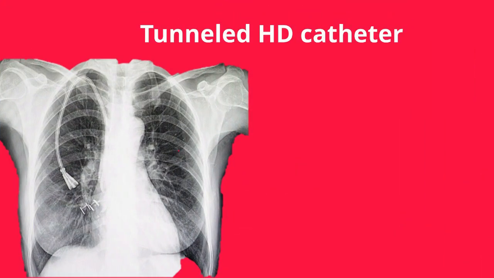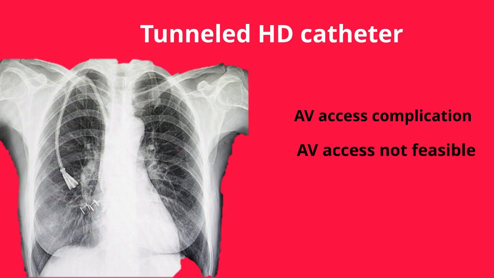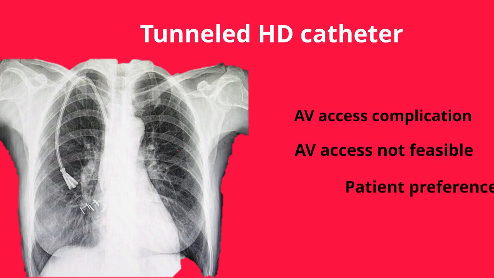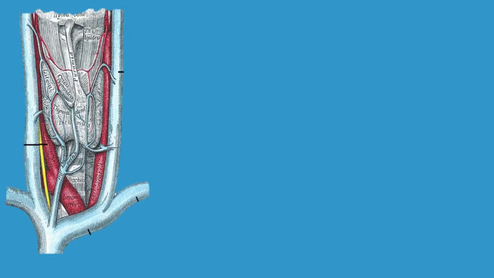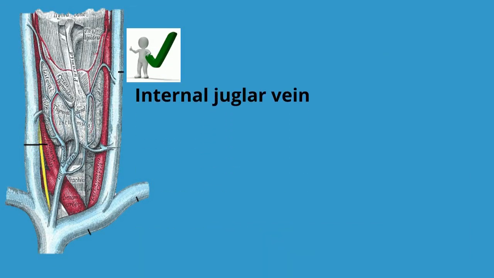Coming on to tunneled hemodialysis catheter as home hemodialysis access. Tunneled catheters are often used during periods of AV access complication for continuation of hemodialysis, if AV access is not feasible logistically or per patient preference after informed discussion. The site of choice for tunneled hemodialysis catheter insertion is usually the internal jugular vein.